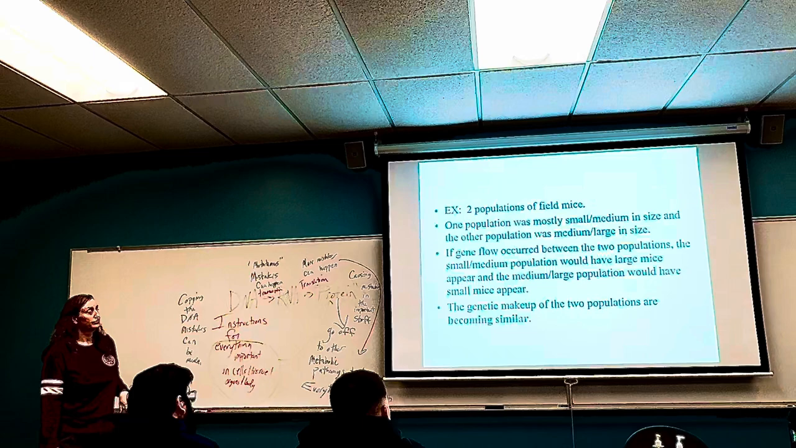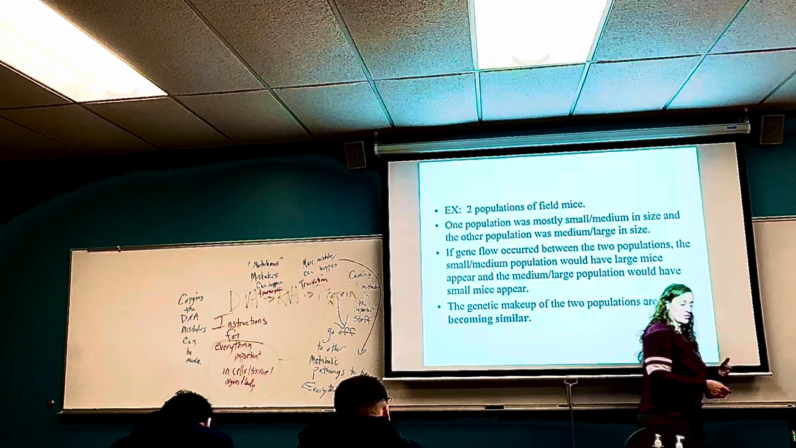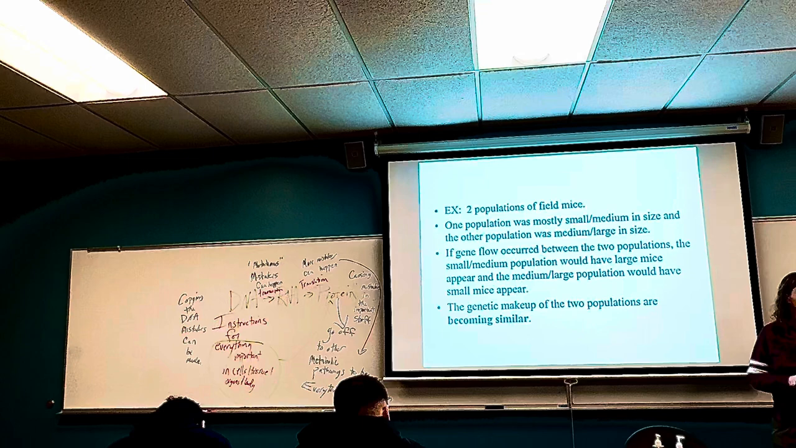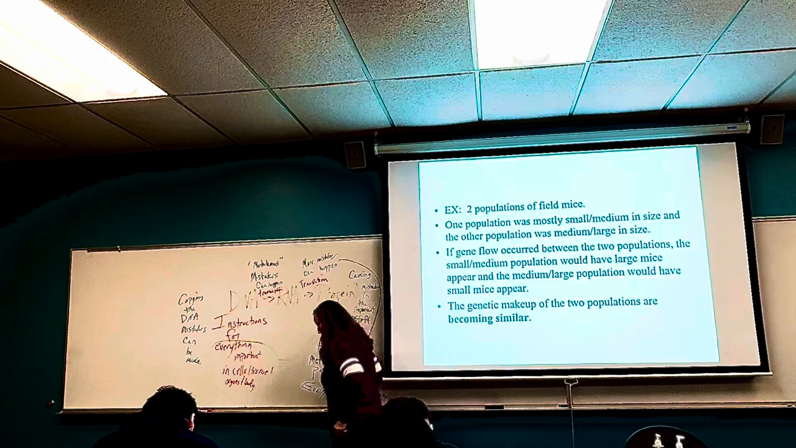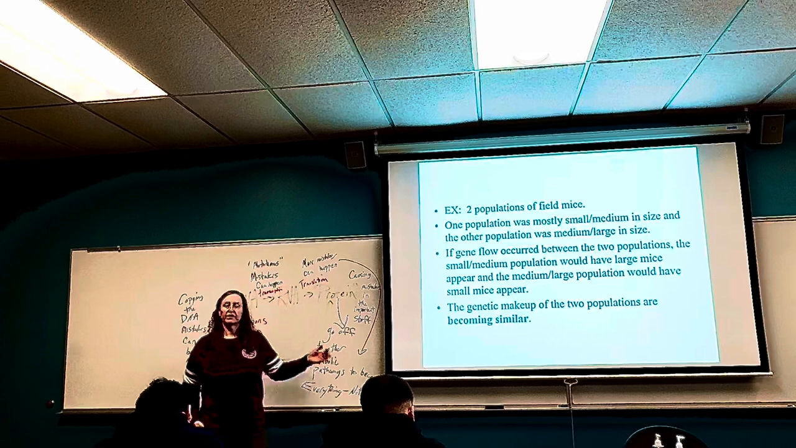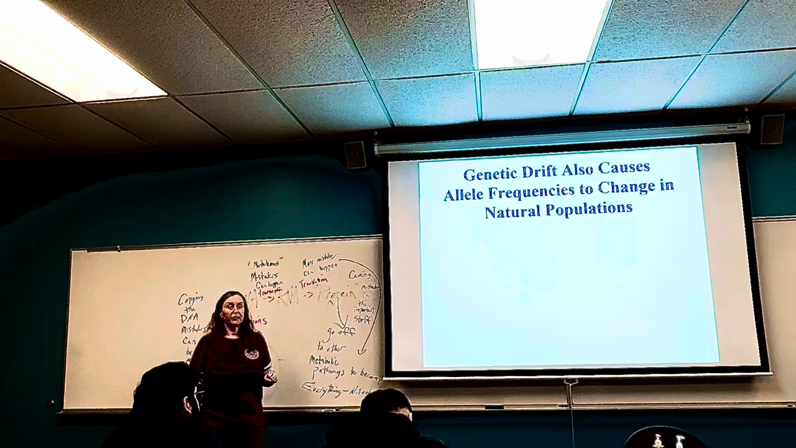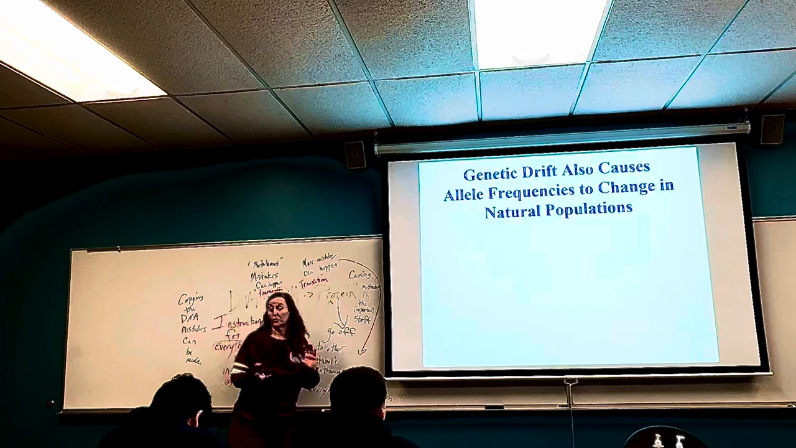Adding more genes makes them become more similar. If we separate them, they would become different. All right, so this is the idea of gene flow. Gene flow is one issue that can allow us to have more variation in a population, or there could be less variation if we take away gene flow.